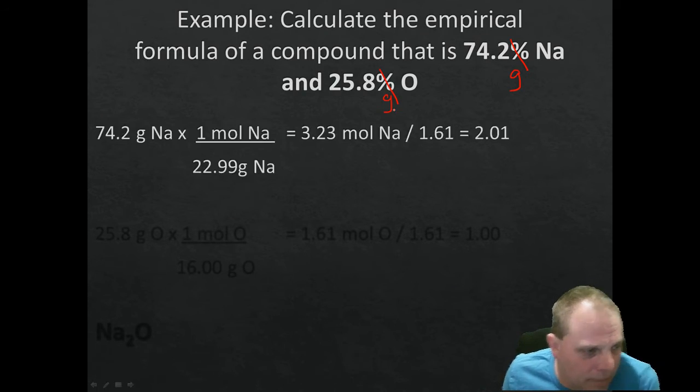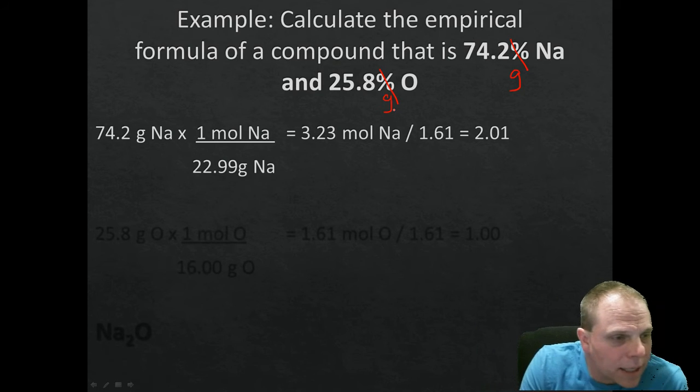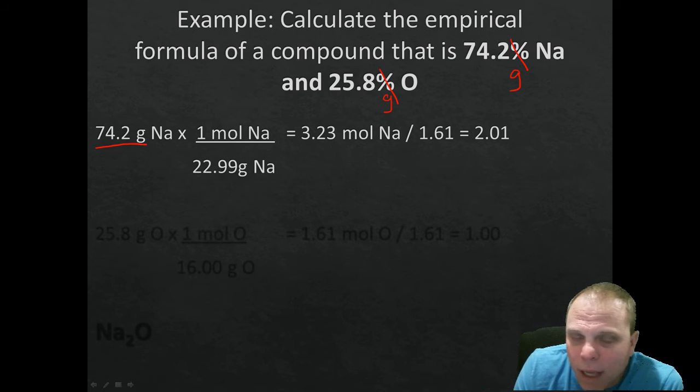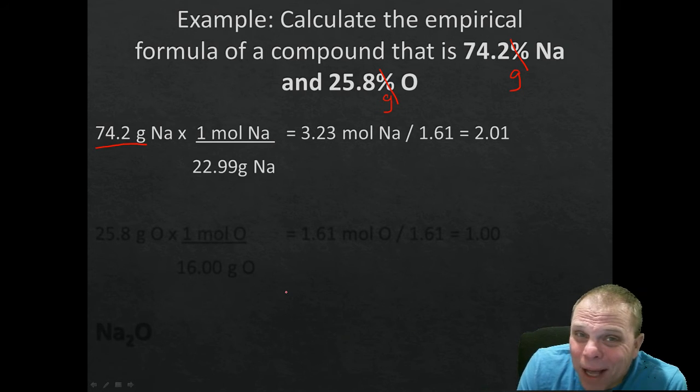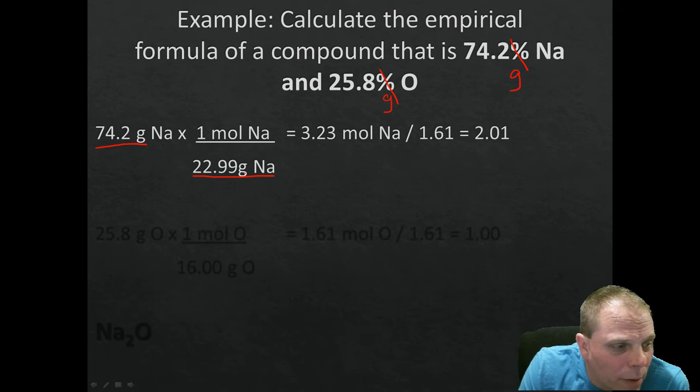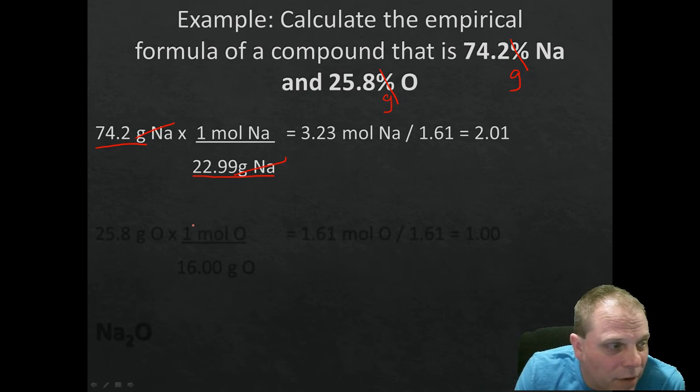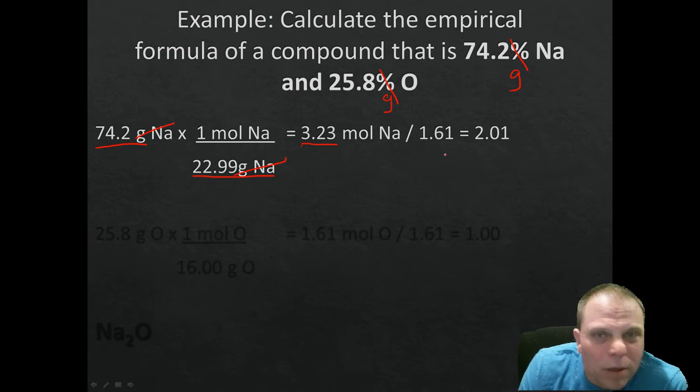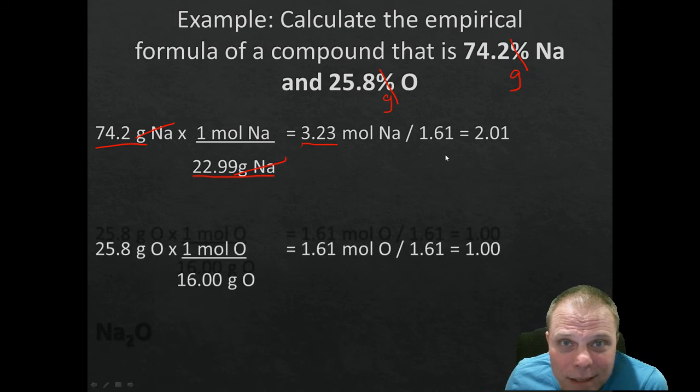As you see in this next step, we've turned that 74.2% into 74.2 grams. All right, and then we go to the periodic table, and we see that there are 22.99 grams of sodium for every mole of sodium. So we're multiplying by the molar mass, right? Now, remember, we want the grams on the bottom so they cancel out with grams on top. And so it's basically 74.2 divided by 22.99, and we get this value, 3.23. Now you're like, what in the world is 1.61? Don't worry about that yet. It's coming up right here.